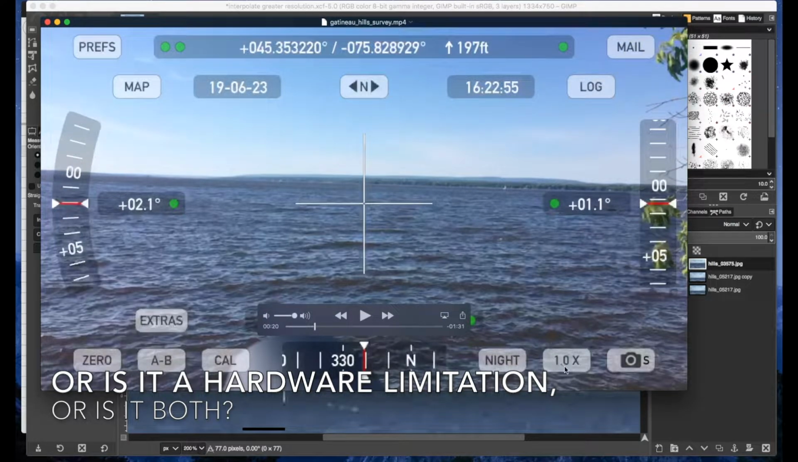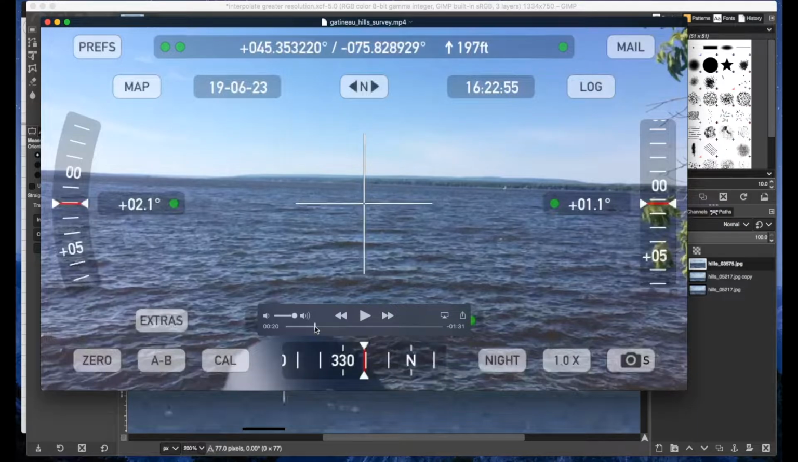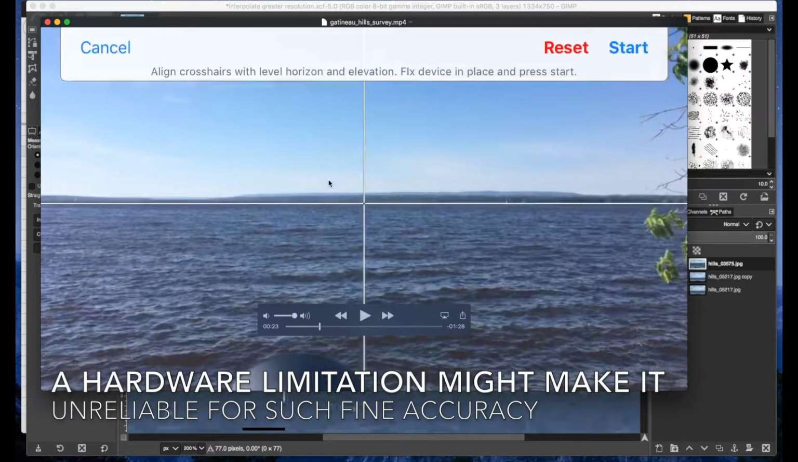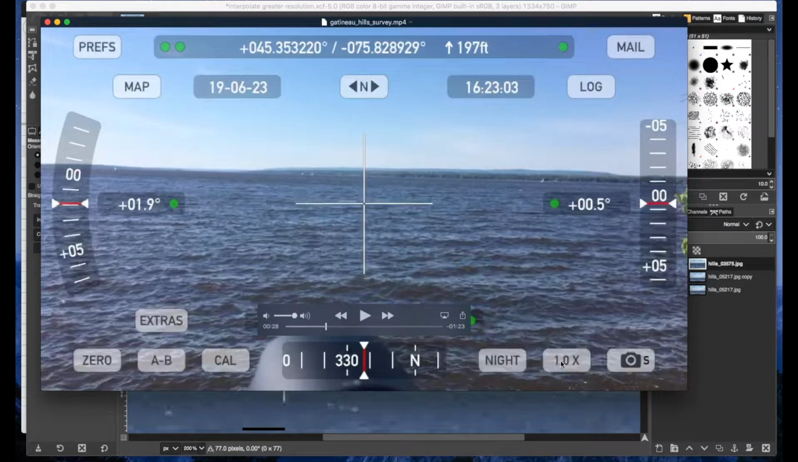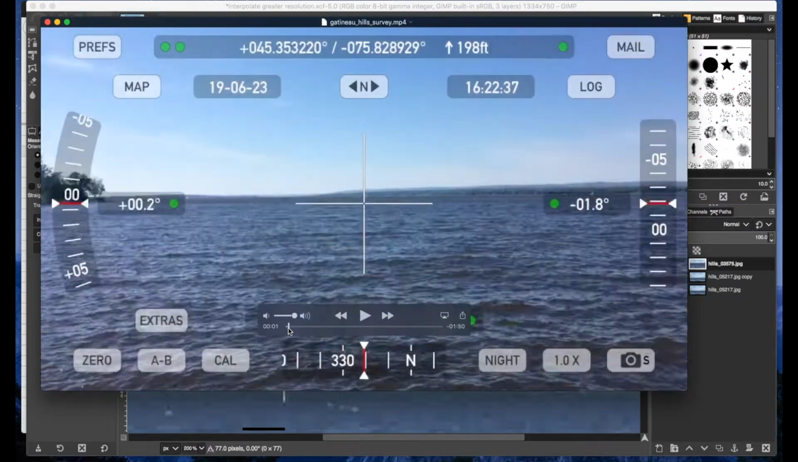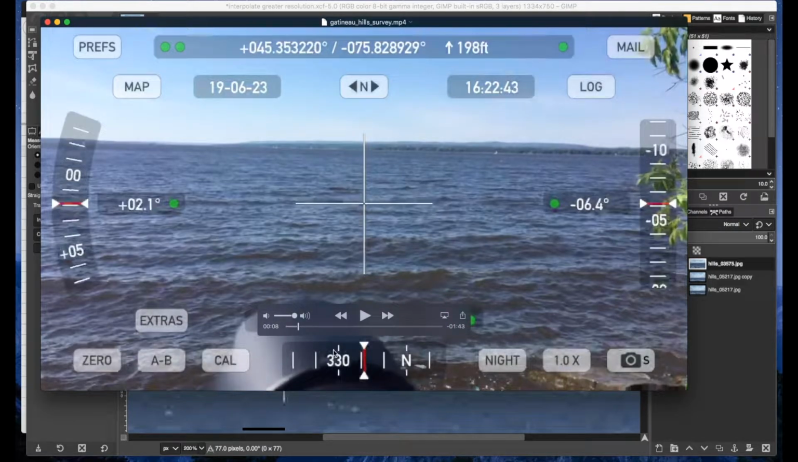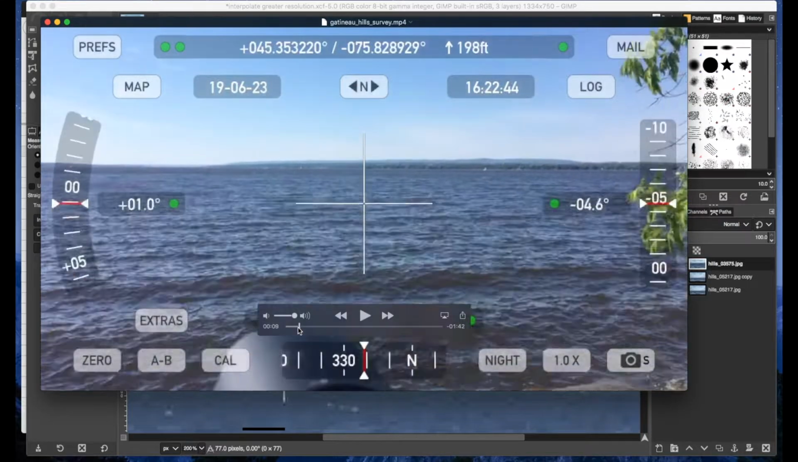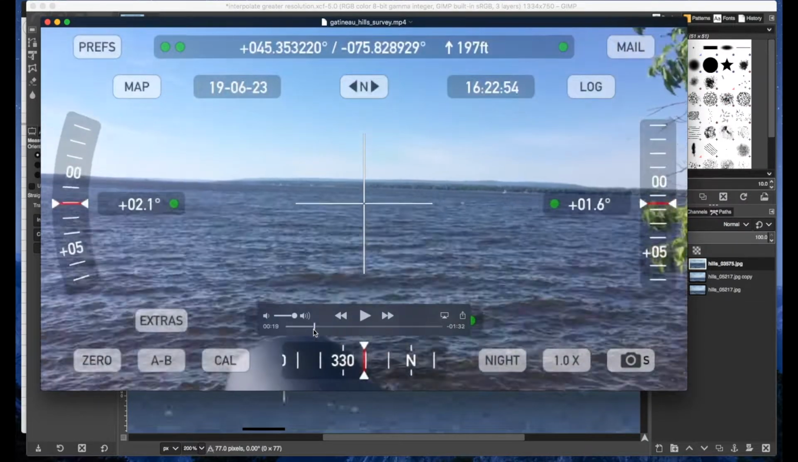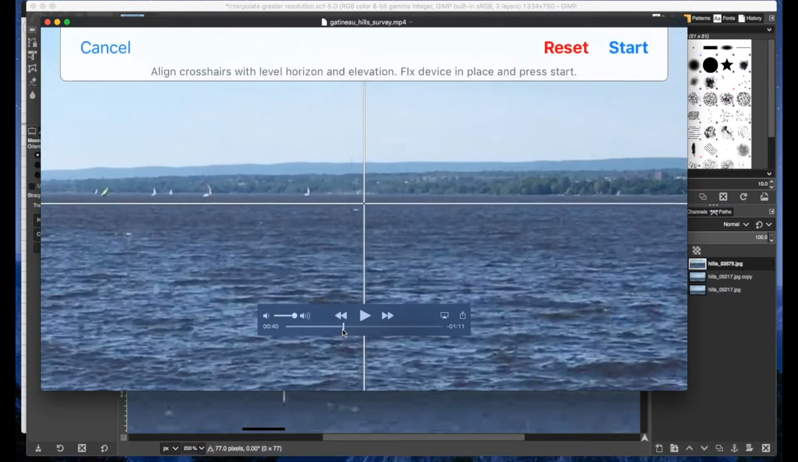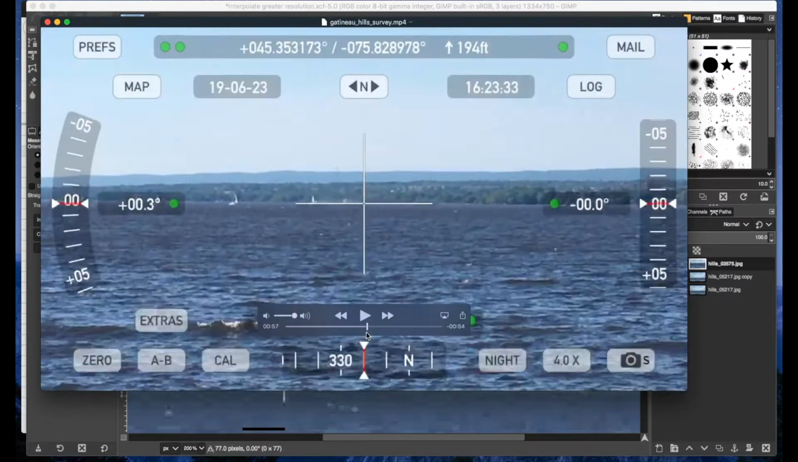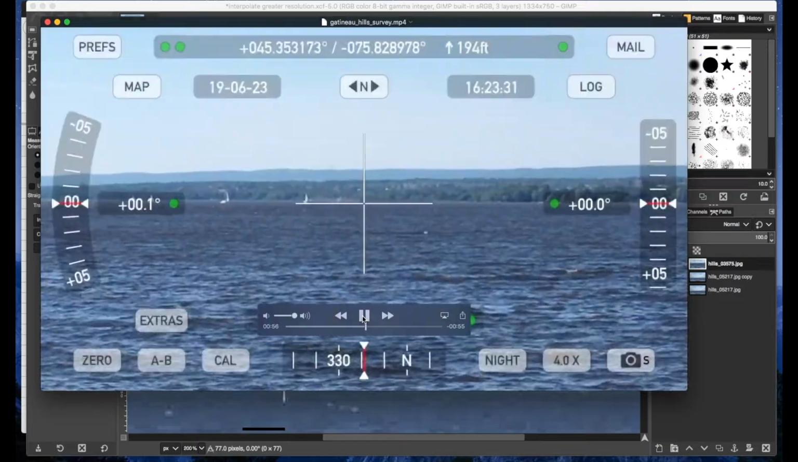And at first I tried to calibrate it at 1.0 times, and then I couldn't see the shoreline very well. So then I changed it to 4 times zoom, and then I tried it again. You can see I had rested it on the camera, but even then, despite my best efforts, I couldn't get the thing to stop shaking. But I got it reasonably close enough for my purposes.